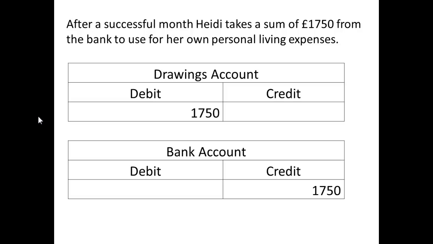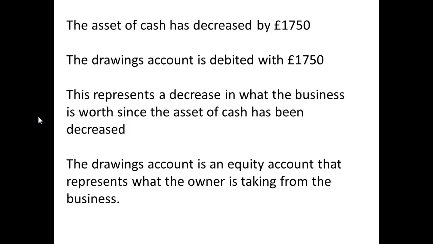Heidi has a successful first month, and at the end of that month she withdraws £1,750 from the bank, which she's going to use for her own personal living expenses. In this case, we debit a drawings account with the £1,750 and credit the bank account with £1,750. So the asset of cash decreases by £1,750 and the drawings account is debited with £1,750. Debiting a drawings account represents a decrease in what the business is worth because the asset of cash has been decreased without anything going into the business. So the drawings account is an equity account, and again the drawings represent particularly what the owner is taking from the business.